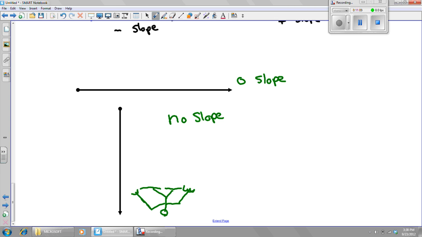And that's it. That's slope in a nutshell when you're given a graphed line.